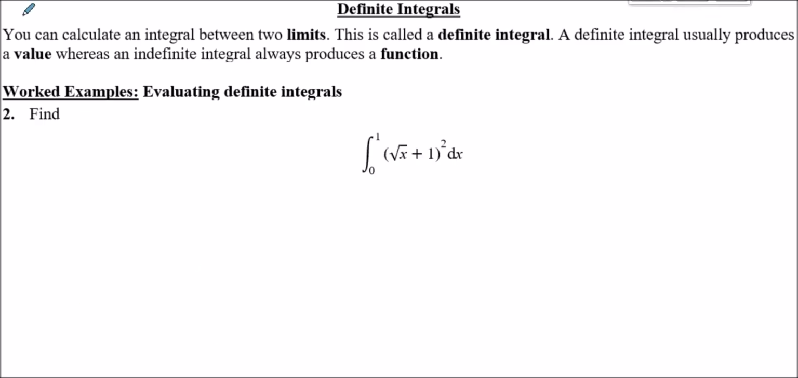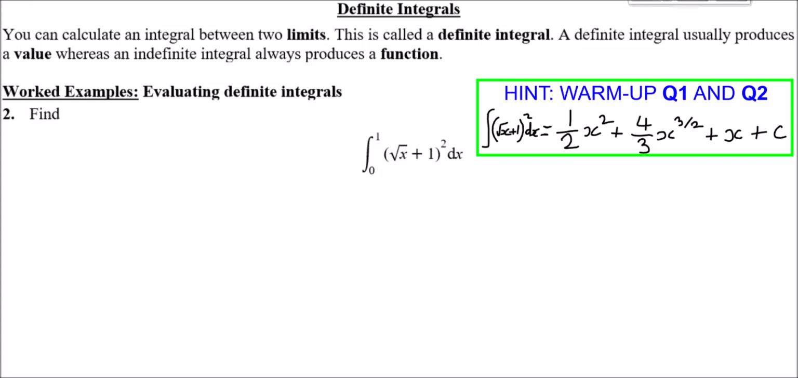Let's try a slightly harder one. Now, I hope this might look familiar to you. Have a think where you might have seen this before. Okay, I'll give you another clue. It's in these notes. Another clue, it's in this video. Yet another clue, it's near the start of this video. If you've not got it yet, here's the big reveal. This here, just have a look at warm-up question 1 and question 2.